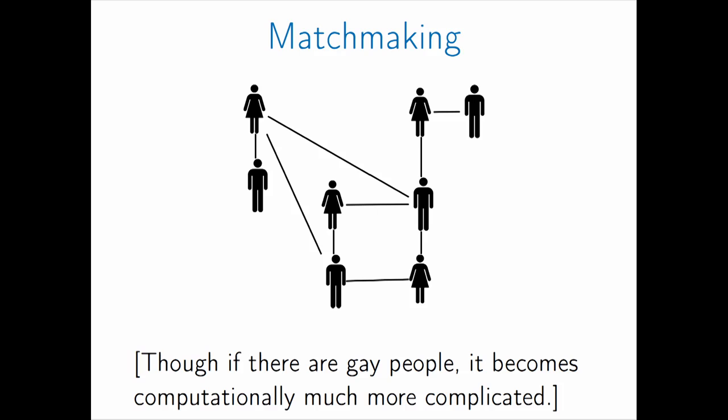Now, we have to be a little bit careful here. If there are gay people, then this doesn't quite fit into the context of bipartite matching, because if there are men attracted to men or women attracted to women, the graph is no longer bipartite. And there's nothing wrong with this necessarily, but it will make the problem computationally more complicated.